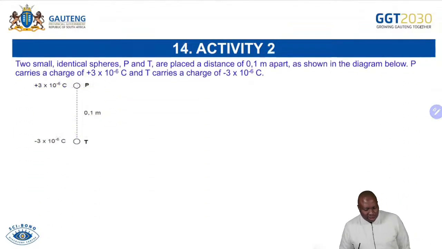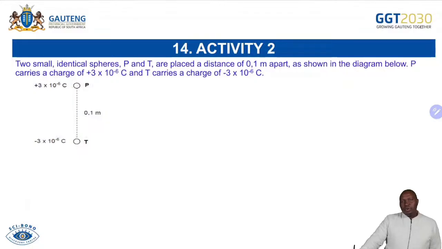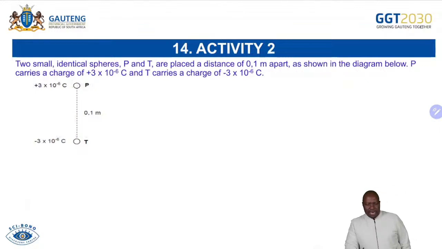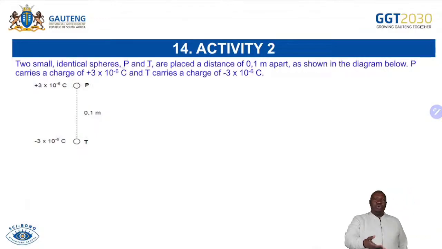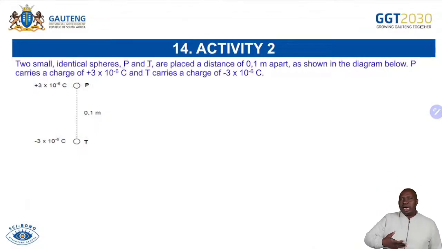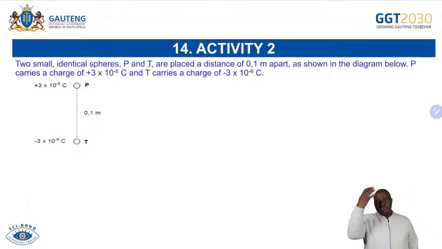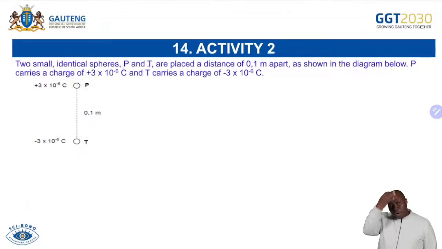Now, a structured question. We are saying here 2 small identical spheres. So we're having 2 small identical spheres, which are sphere P and sphere T. You can see them there. You cannot be confused because they are vertical. It's still the same concept. It's one dimension, and then we move.